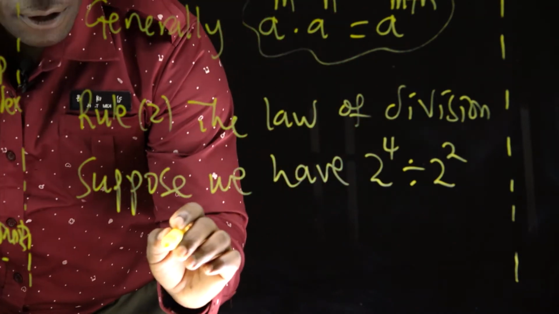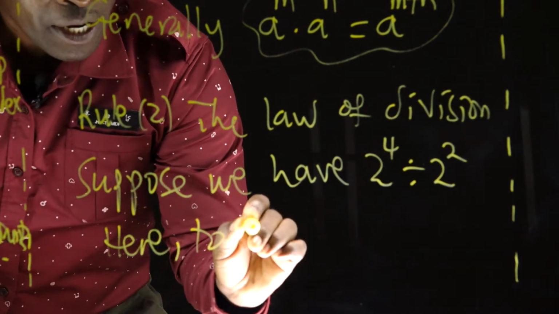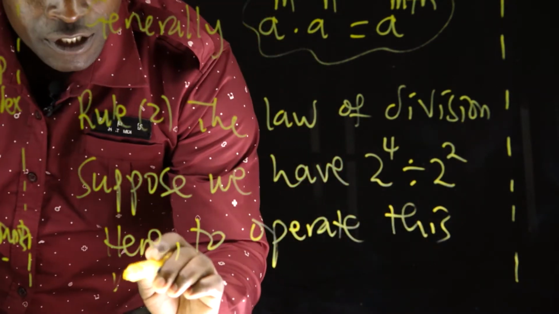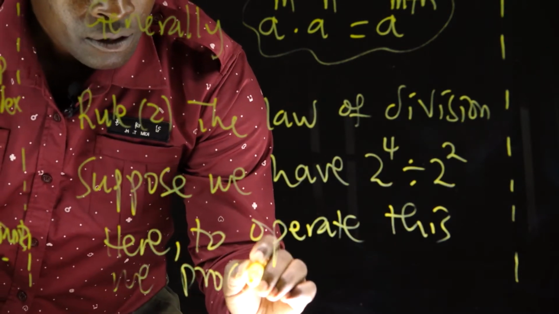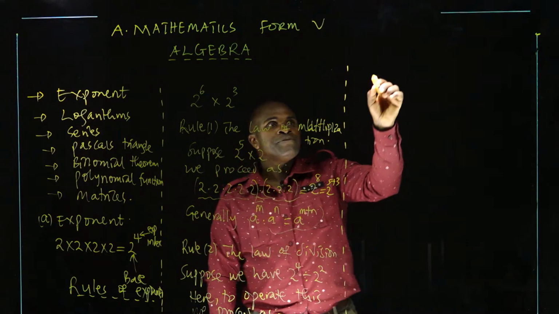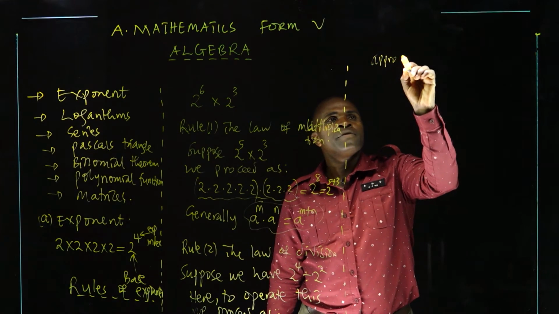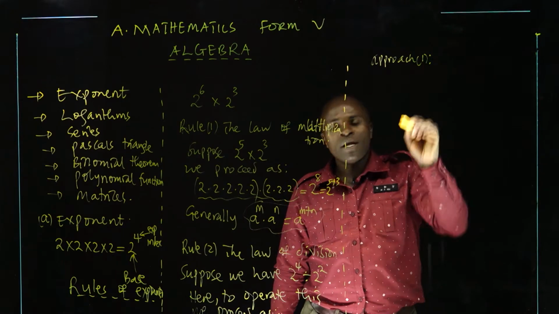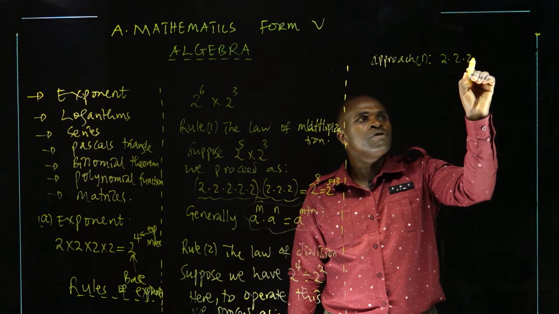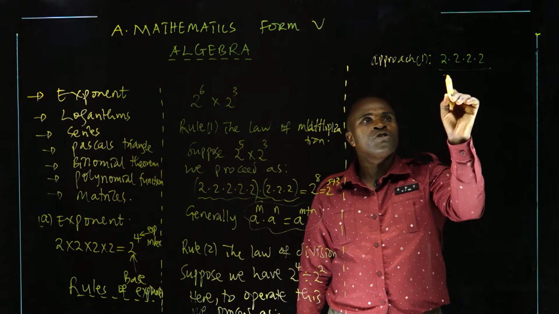So here we proceed to operate this as approach 1. One could take 2 times 2 times 2 times 2. Then you could make a division, but then you have 2 times 2.